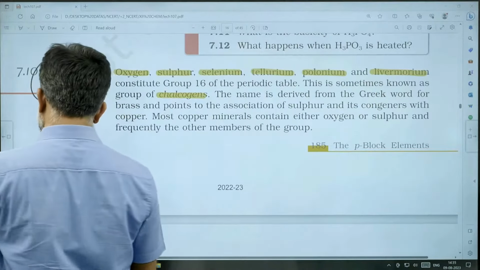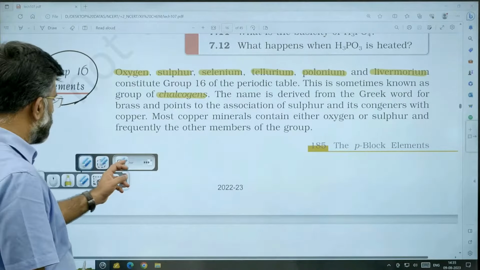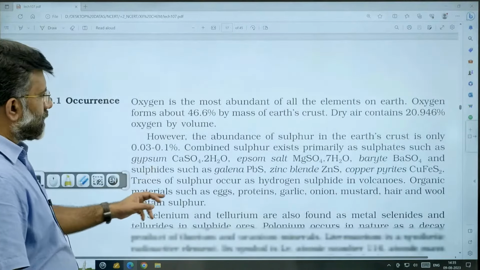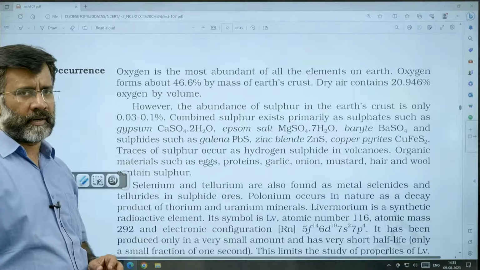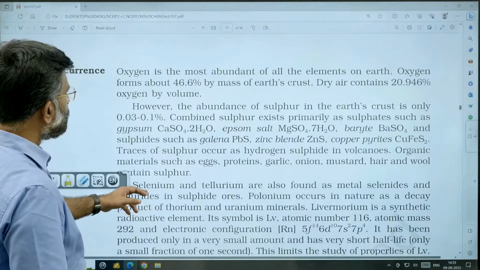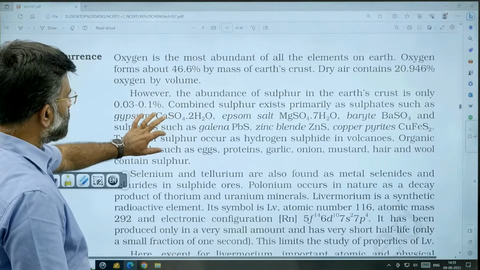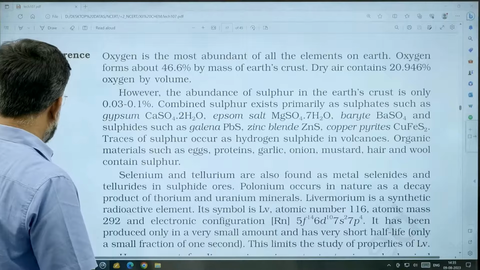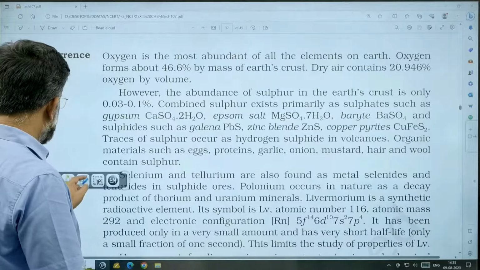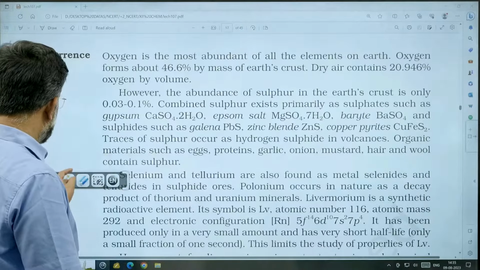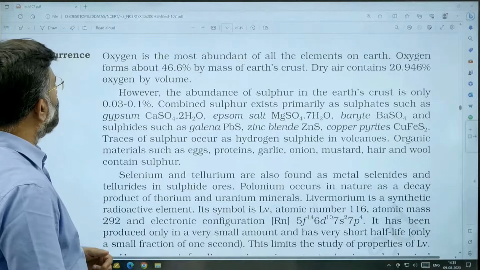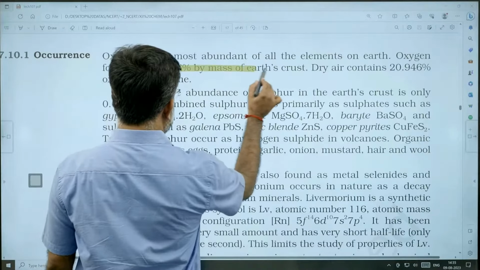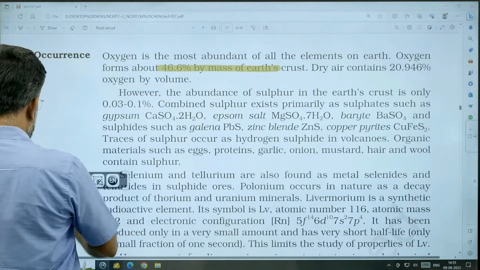Oxygen family, one of the highly electronegative elements in the periodic table, as oxygen is the second most electronegative element in the periodic table. Let's have a look at some important names of the compounds and, of course, the relative abundance. Oxygen is 46% by mass of Earth crust.